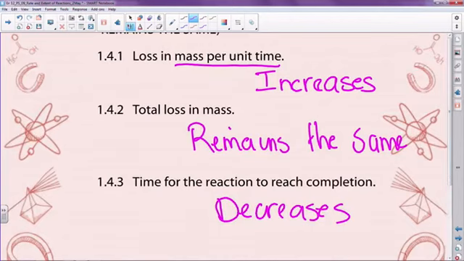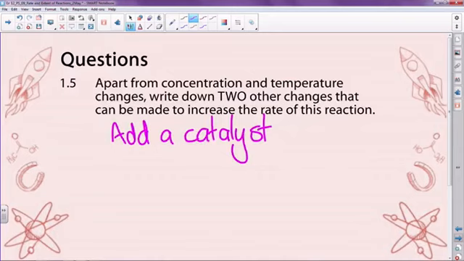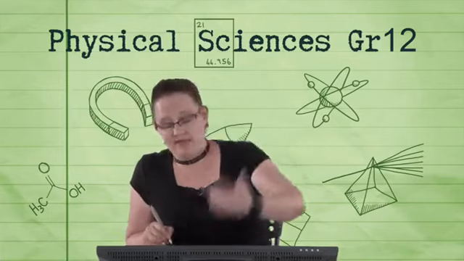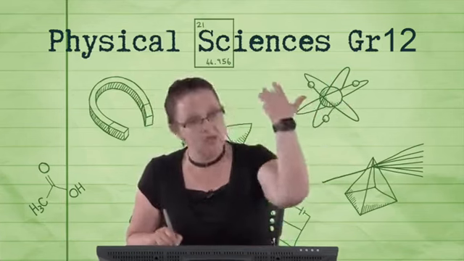One last question, which I'm going to do with you. Now it says, apart from concentration and temperature, write down 2 other changes that can be made to increase the rate of the reaction. Well, the first one is we can add a catalyst. It's always the easiest one to put in. The second one: we can't change temperature. We're not starting with a gas, so we can't use pressure. We can't change concentration because they told us we can't, and we already used catalyst.